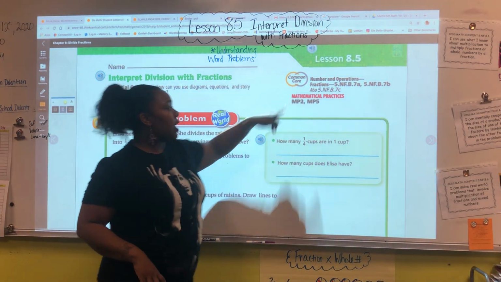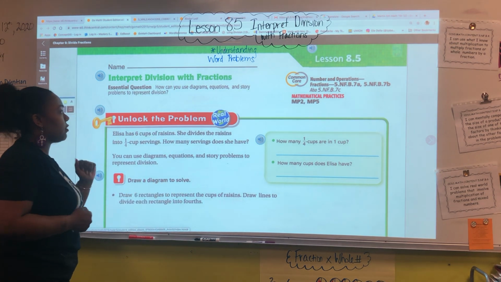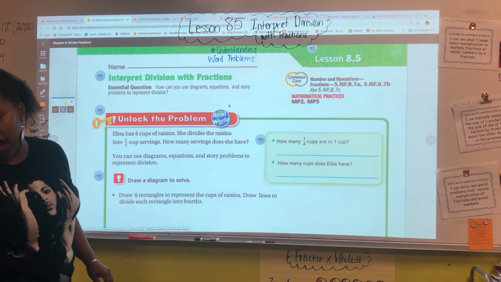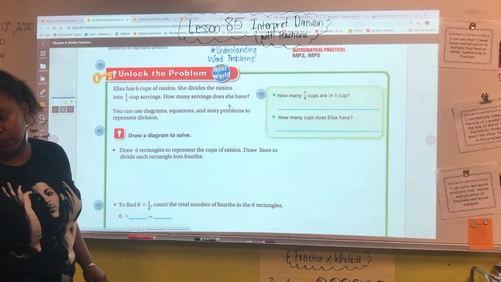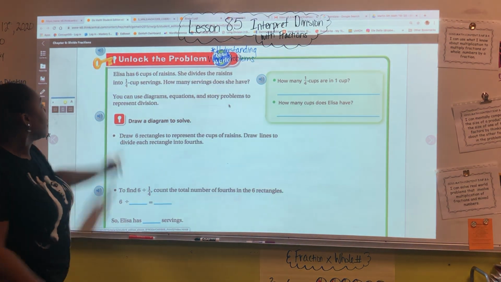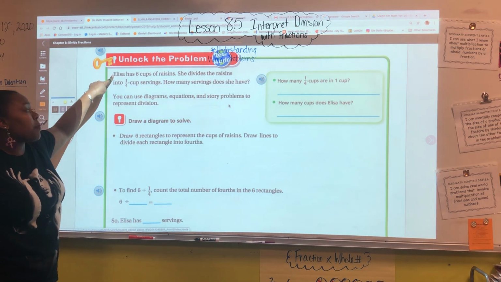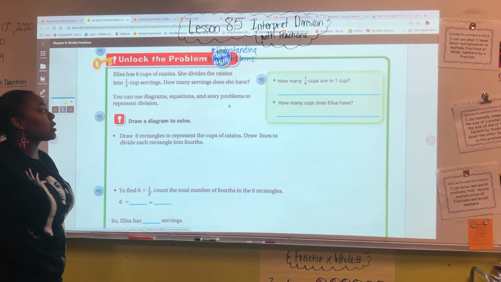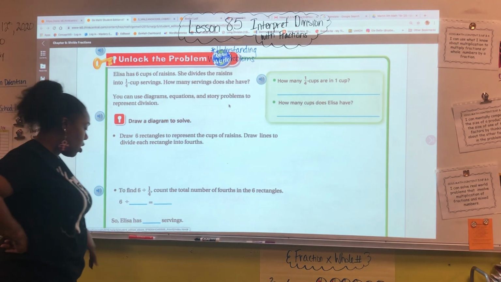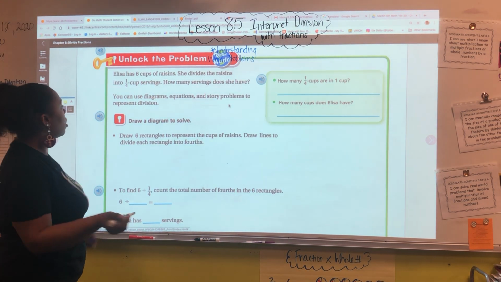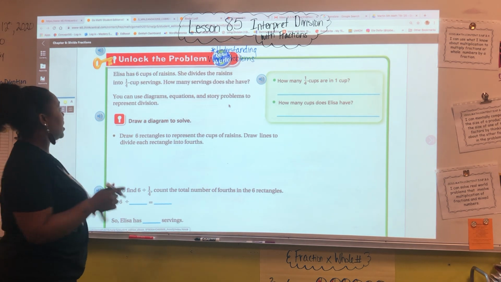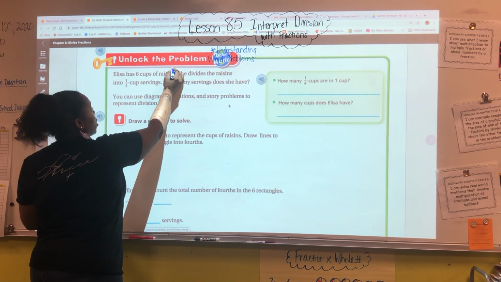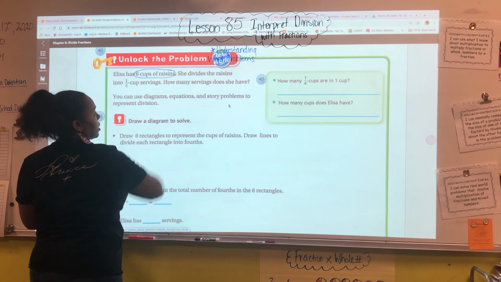Lesson 8.1. If you look at the bottom, it's page 517, but it says interpret division with fractions. So let's focus right now on this unlock the problem. Okay, Elisa has 6 cups of raisins. She divides the raisins into 1/4 cup servings. How many servings does she have? All right, well, let's circle some information that we need. Let's see, Elisa has 6 cups of raisins. I'm going to need to know that she's got those 6 cups of raisins.